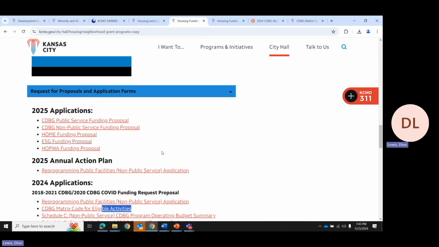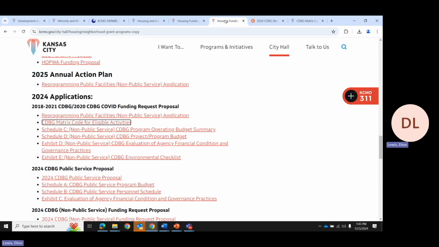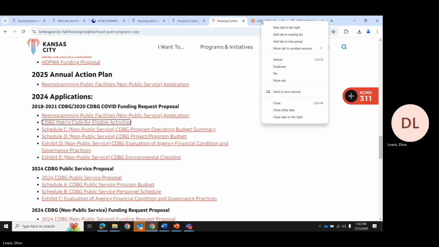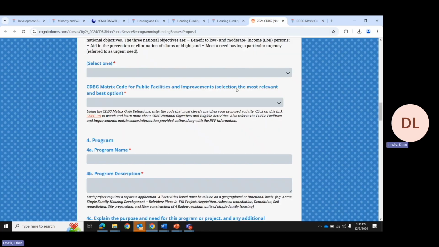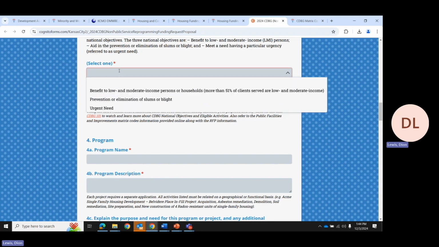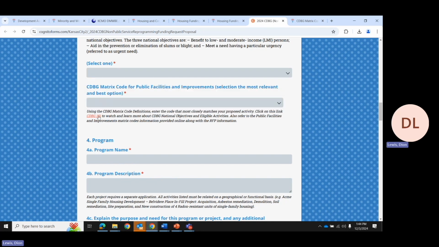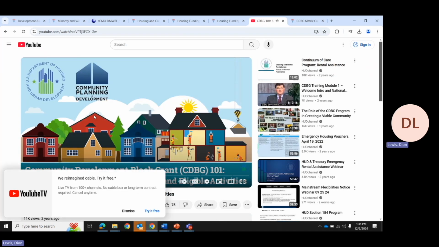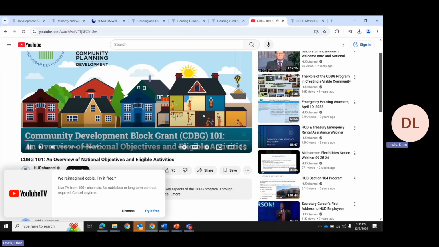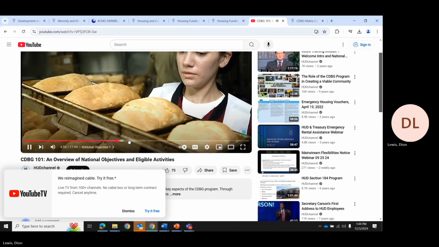Oh, I do want to show you something else too. They were like, oh man, how do we know what constitutes an urgent need, Deanna? I mean, you have the three things right here as far as benefit to low and moderate income and prevention. What's an urgent need? Look here. I've got you CDBG 101, and it explains everything that you need to know in detail.